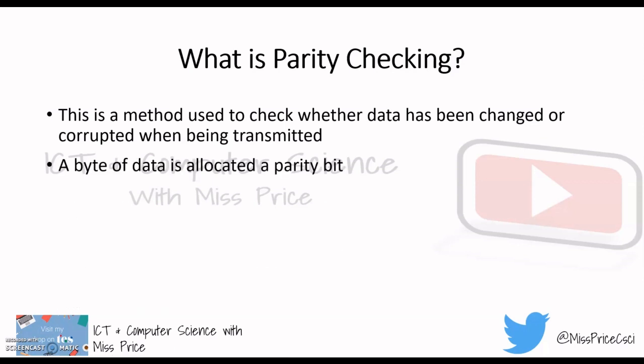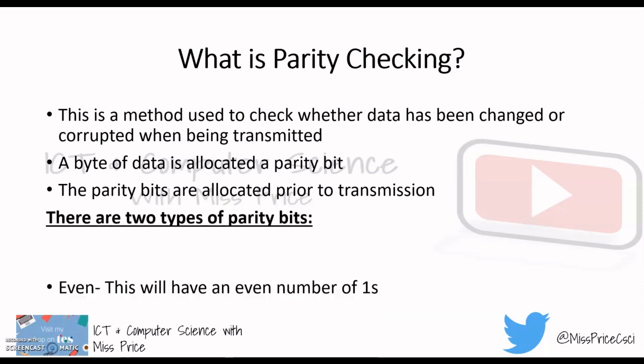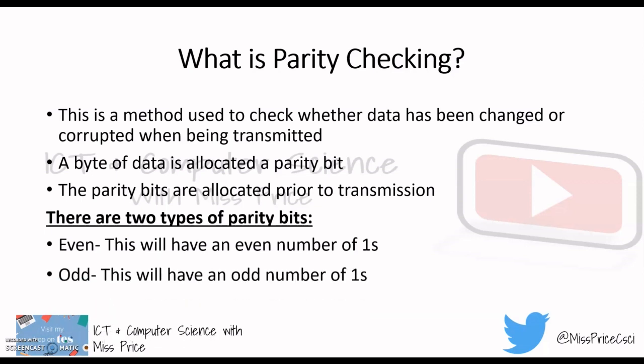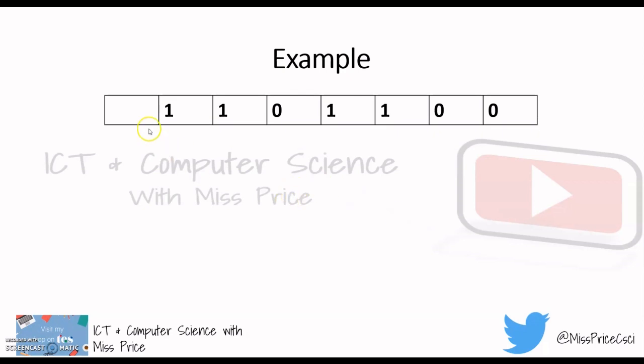The byte of data is allocated a parity bit. That parity bit will determine whether the agreement is going to be odd or even, and I'll discuss this with you further now. The parity bits will be allocated prior to the transmission, and as I said, they will be even or odd. So does the data have an odd number of ones or an even number of ones? It's all decided by the parity bit, which is at the beginning right here.